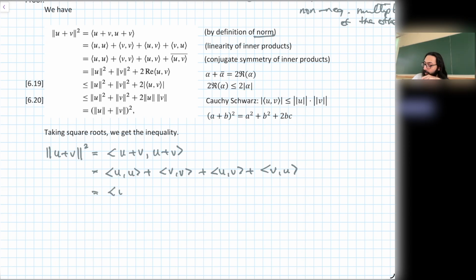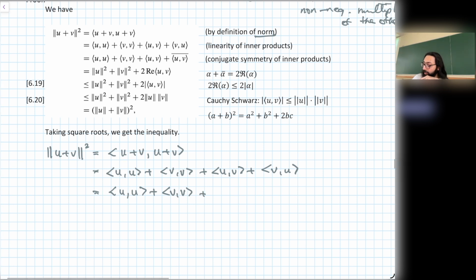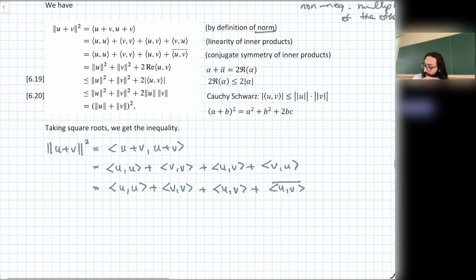Now we're going to write uu plus vv. These two terms are unchanged. And in the last step, I'm going to use the conjugate symmetry property. So I will write this as uv plus the conjugate of the same complex number. All right, so we have this.